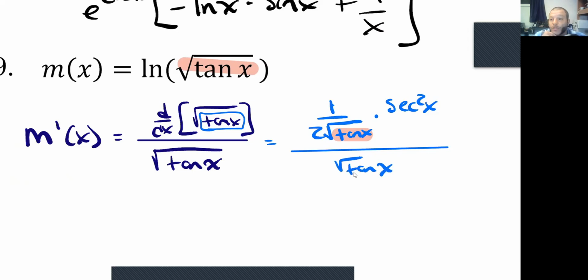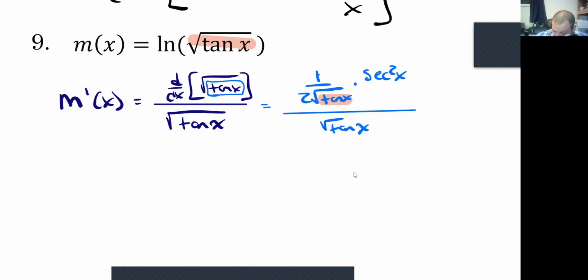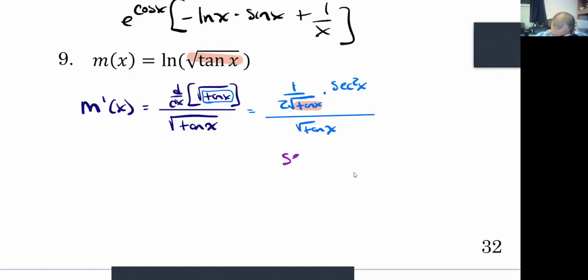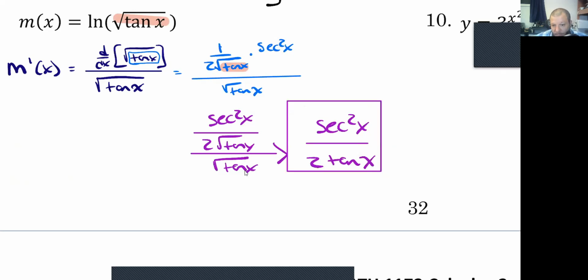So we could, if we wanted, do a little bit of combining, right? So I would have secant squared over 2 tangent of x. So if I wanted to, I could write this as secant squared of x over 2 rad tangent of x, over another rad tangent of x. These two things can be combined. We can kind of squash them together. Secant squared of x, 2, well, radical tangent times radical tangent is just tangent. So this would be 2 tangent of x. And we could write it that way if we want.